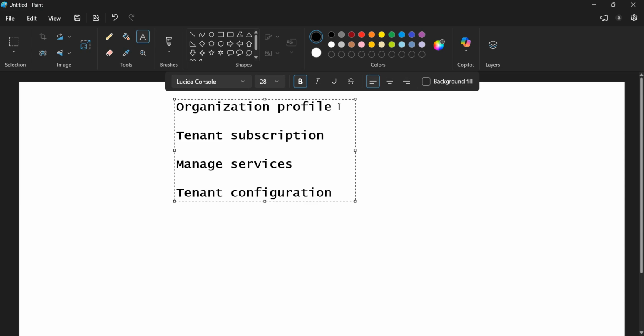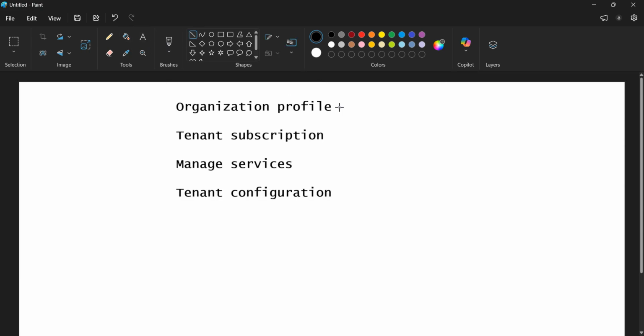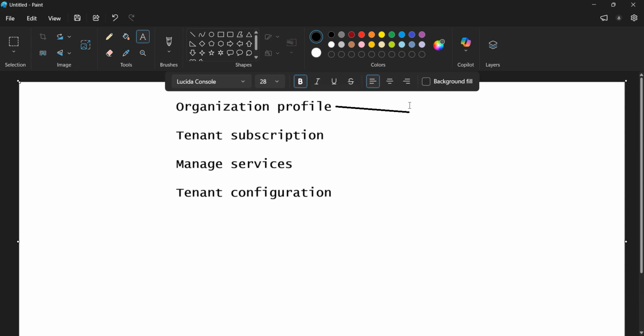So organization profile, guys, means we need something to manage it. Suppose Microsoft, we have a corporation. Microsoft is a specific organization which manages the organization-level settings so that users can manage OneDrive, where we have to manage the storage part, which we'll discuss in detail, like how the storage will be managed.